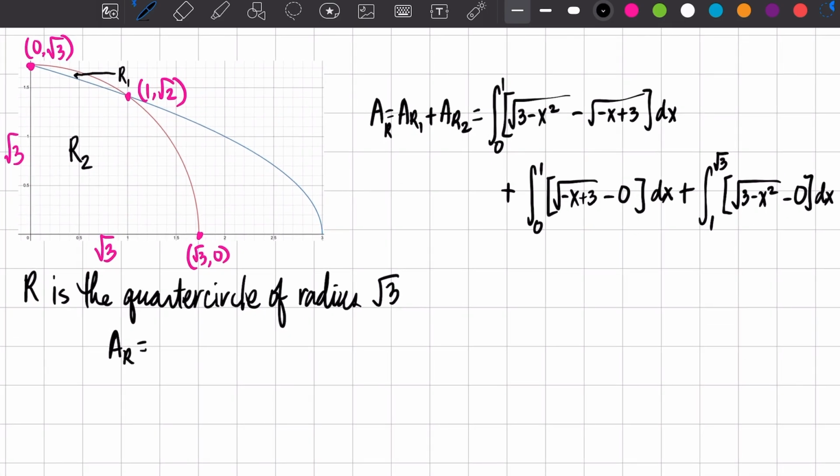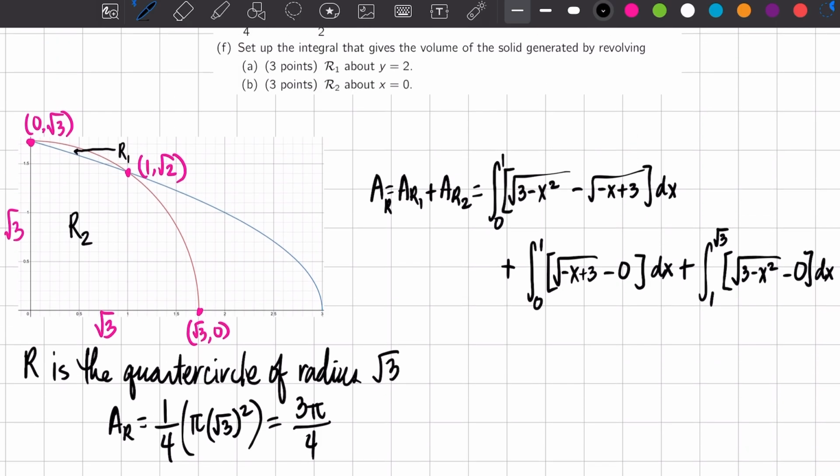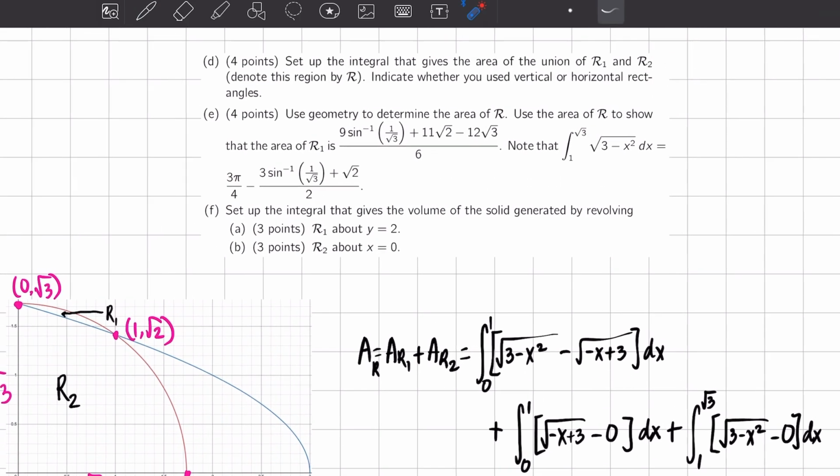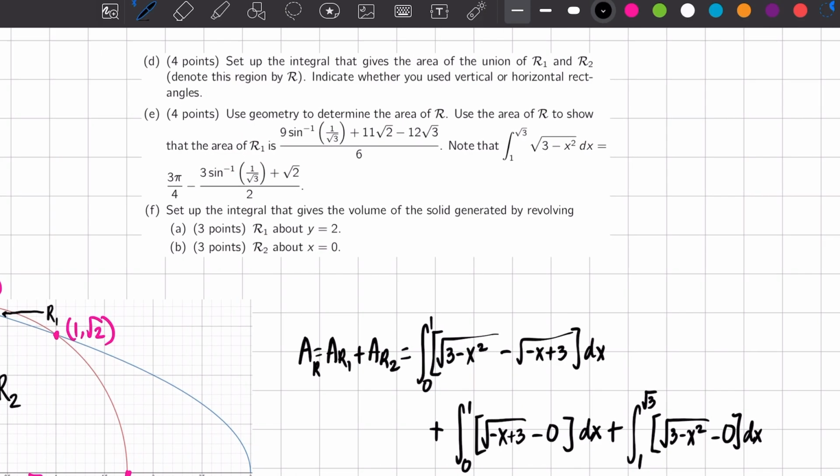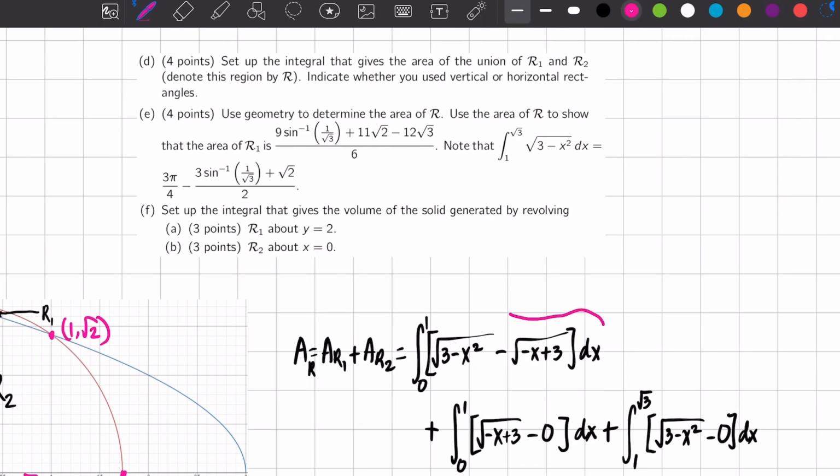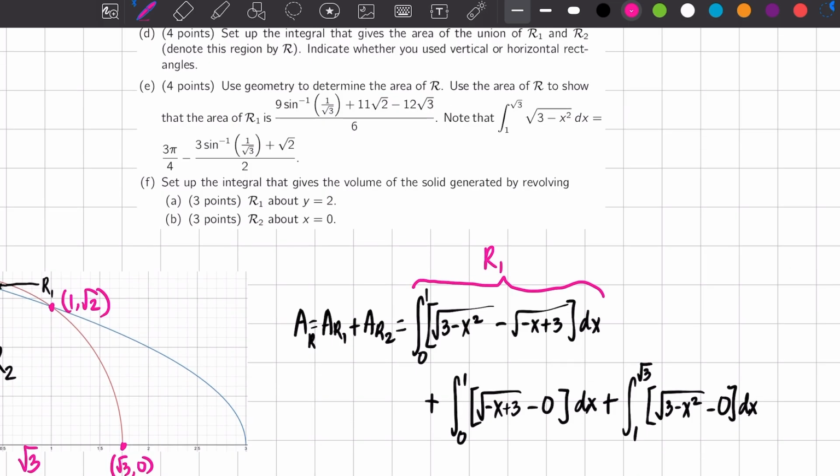should be equal to, first, the area of the circle, so that's pi times the radius square root of 3 squared. But since it's a quarter circle, we have to divide this one by 4. So square root of 3 squared, that's 3 times pi over 4. We have 3 pi over 4. Now, what we want to look for is the area of R1. So this is what we want to look for. This is your area for R1.